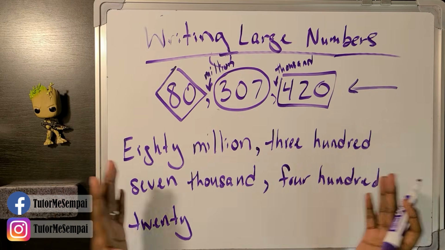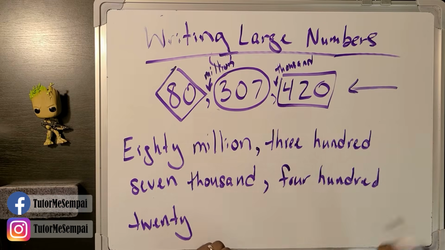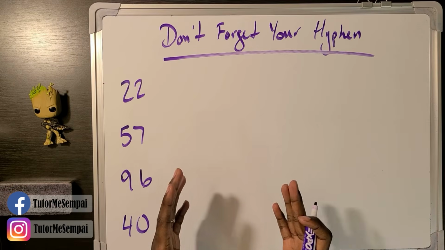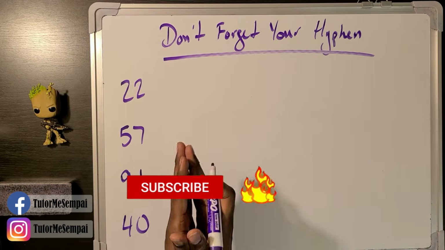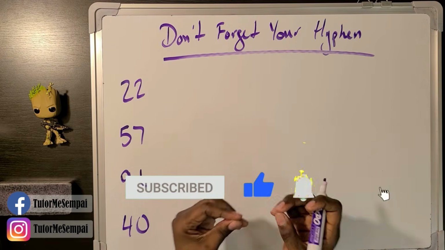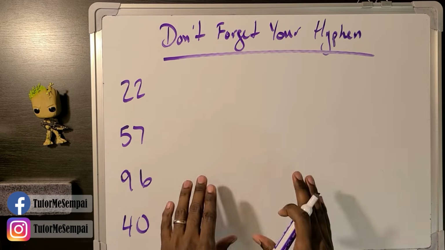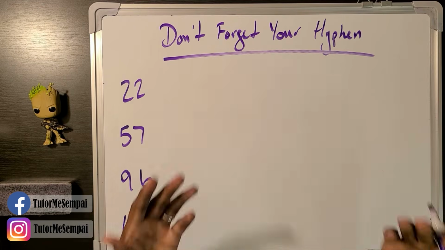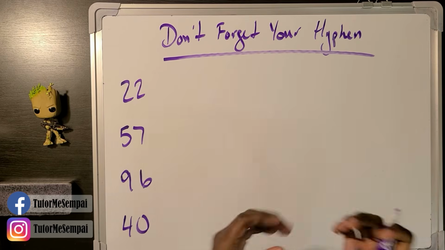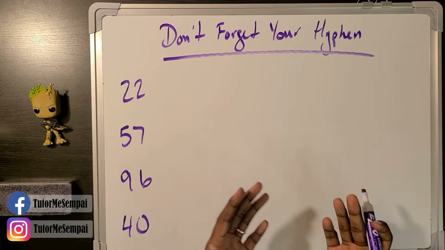However, there's one more thing I want you to take note of before we wrap up this video. You need to be able to know how to write certain numbers that lie between 21 and 99. If you're writing a number between 21 and 99, there is a good chance that you're going to have something called a hyphen within your number. Now, the hyphen is just a dash. So it's a dash that you have to put when you're writing your number in word form. But it's not going to be true for all numbers.